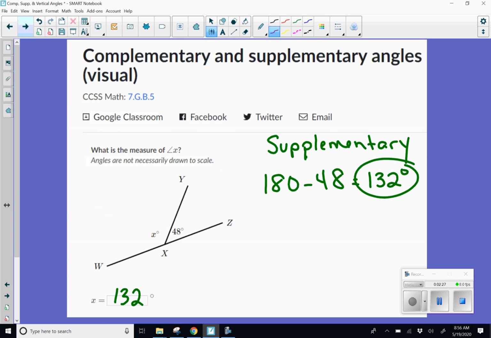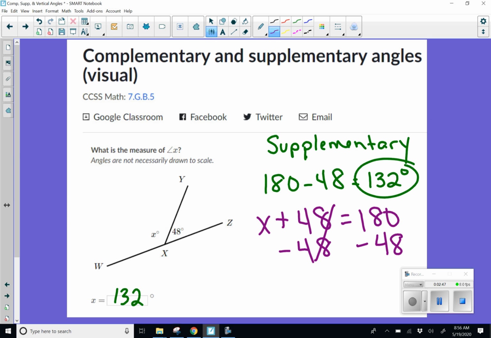Okay, here again we have another straight line, which means that we have supplementary angles. So all we need to do to find x is subtract 48 from 180. Or if we want to do it algebraically, we can do x plus 48 equals 180. And then we're going to subtract 48 on both sides. That's going to leave us with x equals 132 degrees.